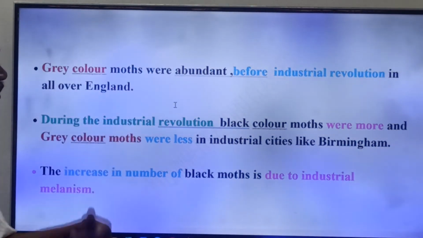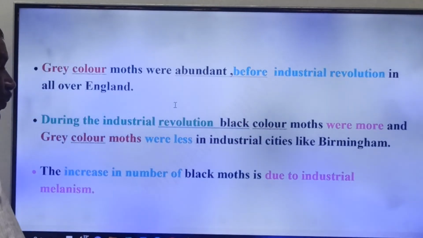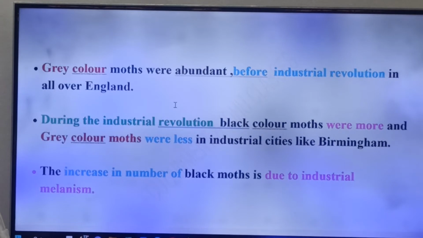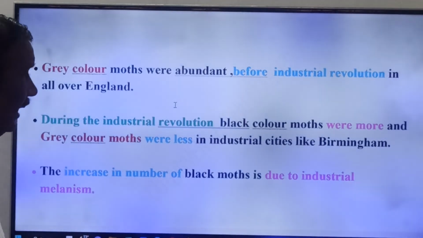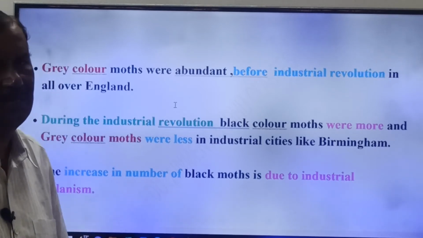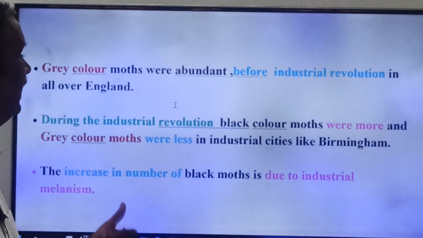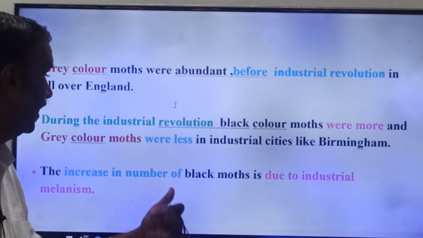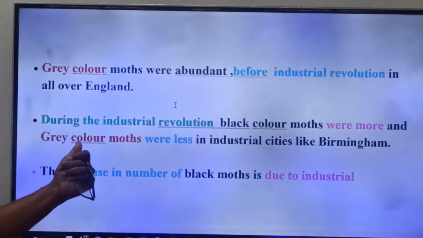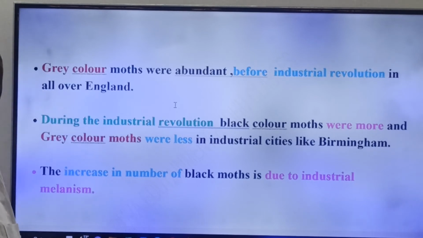But see, friends, during the industrial revolution, black color moths were more and grey color moths were less in industrial cities like Birmingham. See, Birmingham is a city in England, friends. So at the time of the industrial revolution, the number of black color moths was more than the grey color moths. During the industrial revolution, black color moths were more and grey color moths were less in industrial cities like Birmingham.